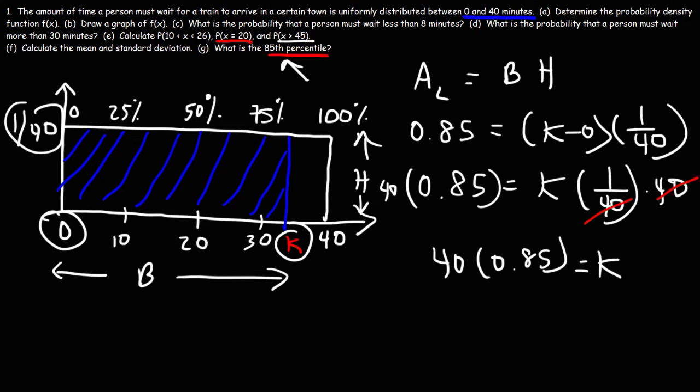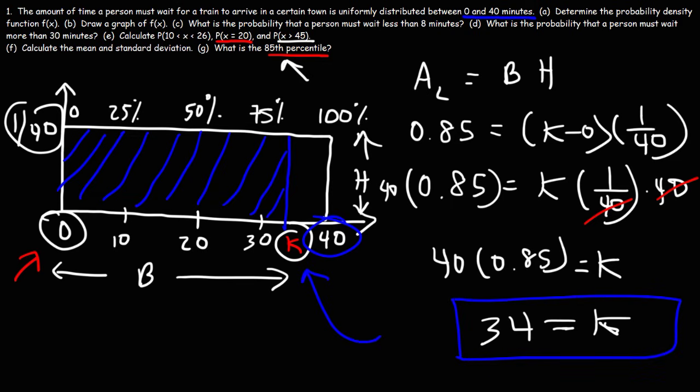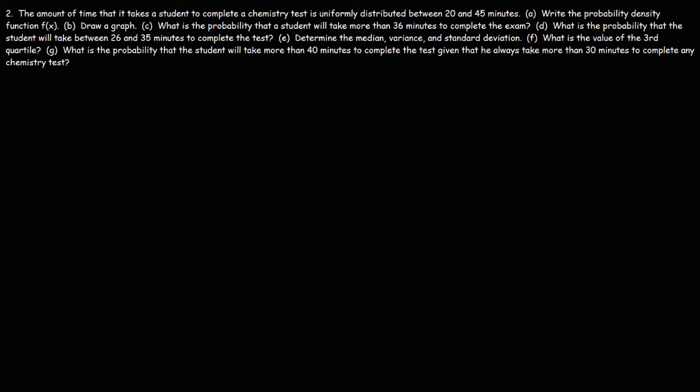So because this particular problem started at 0, the 85th percentile is simply 85% of 40. 40 times 0.85 is 34. Now, is this answer reasonable? Does it make sense? 34 is between 30 and 40, so that's the reasonable answer. So that's how you can calculate the value of a percentile given a uniform distribution problem.